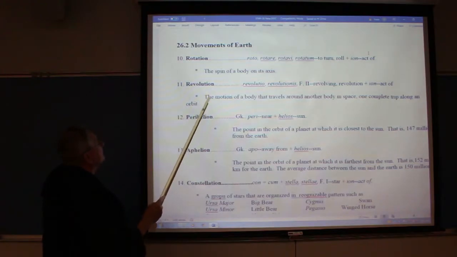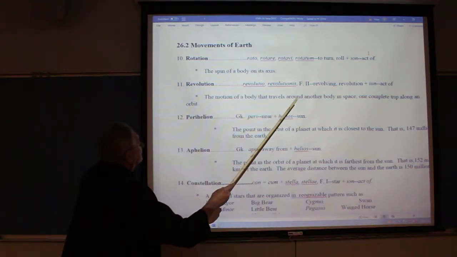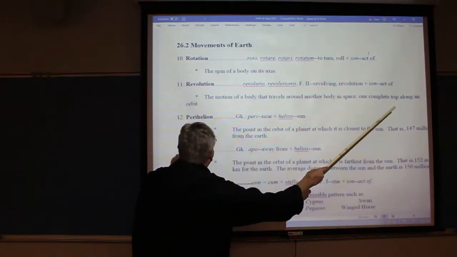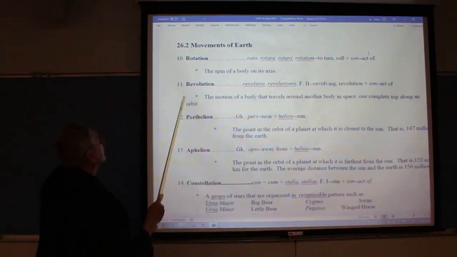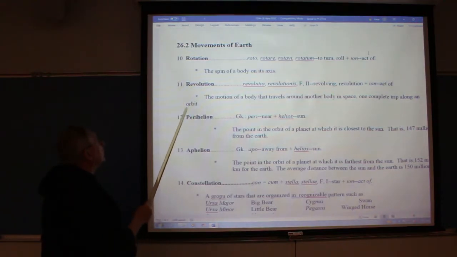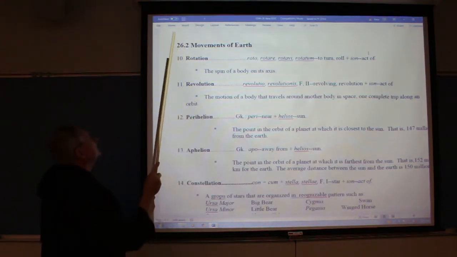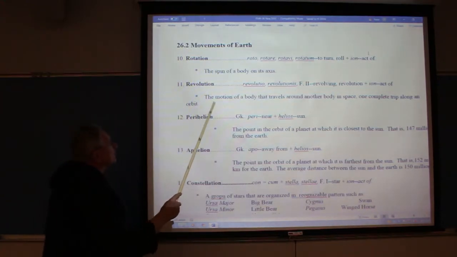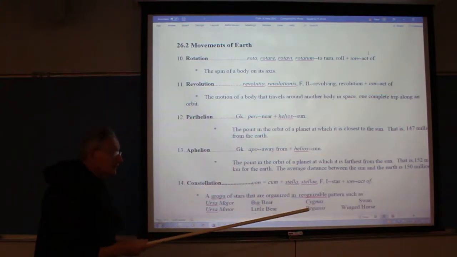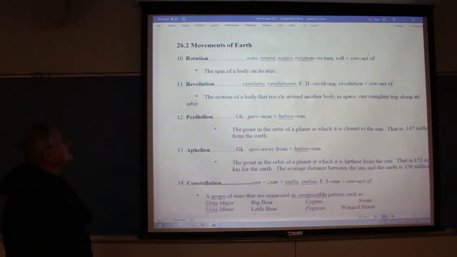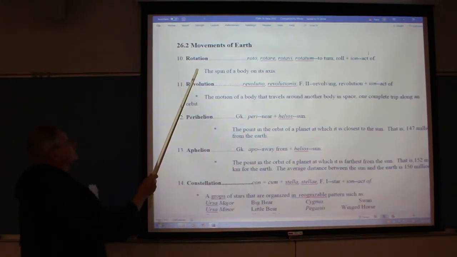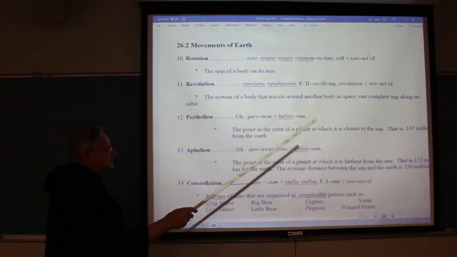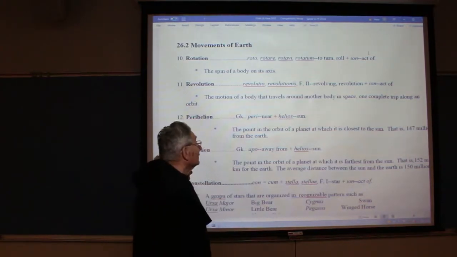And then revolution is the motion of a body that travels around another in space, one complete trip along an orbit. So revolution, orbit, orbit, orbit. So rotation on axis, and revolution is an orbit around, in our case, around the sun. So we rotate on our axis every 24 hours. We revolve in orbit around the sun once a year.